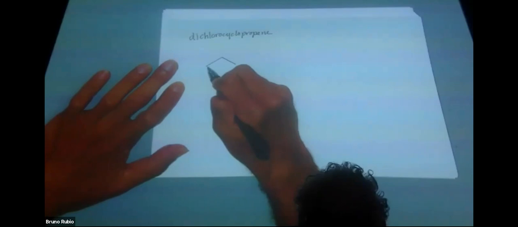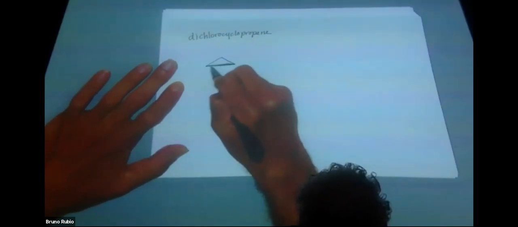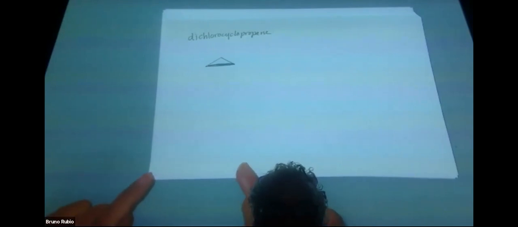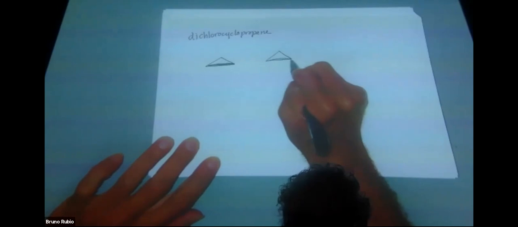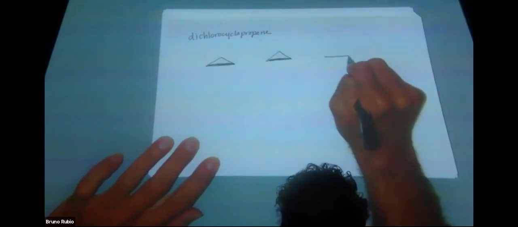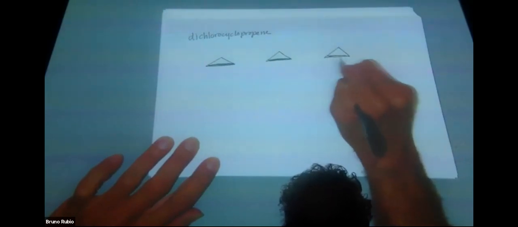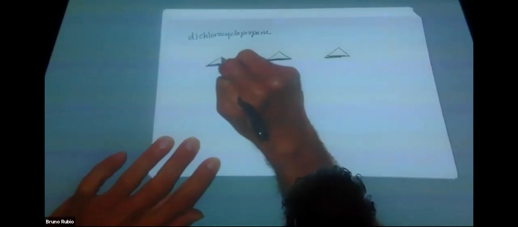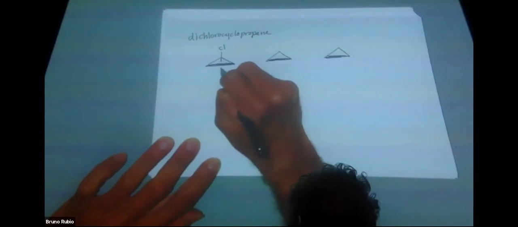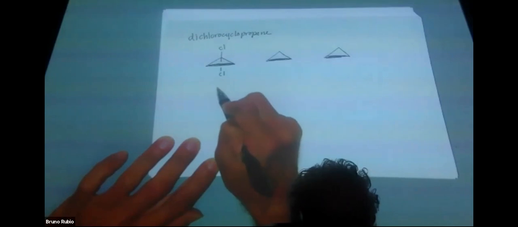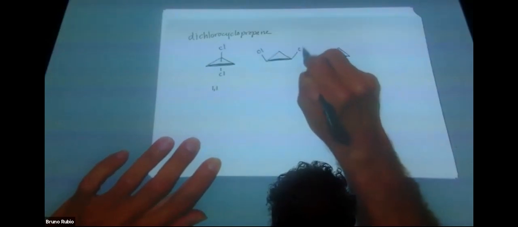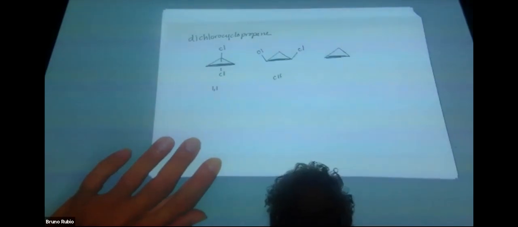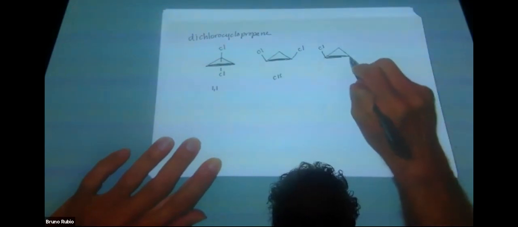Okay, dichlorocyclopropane. So there's my cyclopropane. I'm going to make this bond down here big and fat to show that it's closer to you. So I took that equilateral triangle and I've just reclined it. All right, and there are 3 of them. One of them has both chlorines on carbon 1. I'm going to call this one the 1,1. The other one is the cis 1,2. And then the third and final dichlorocyclopropane is the trans.